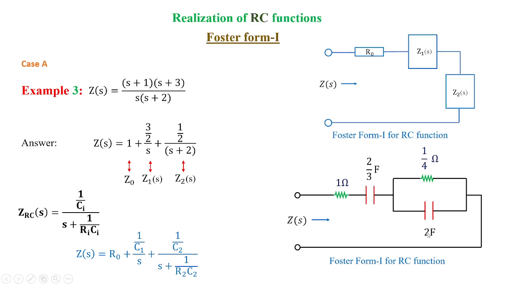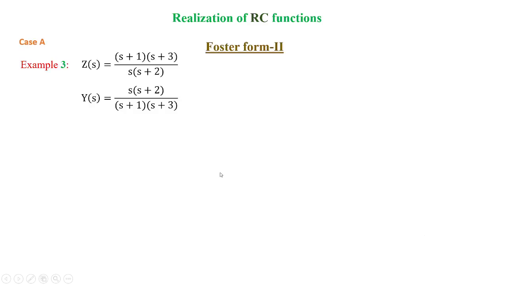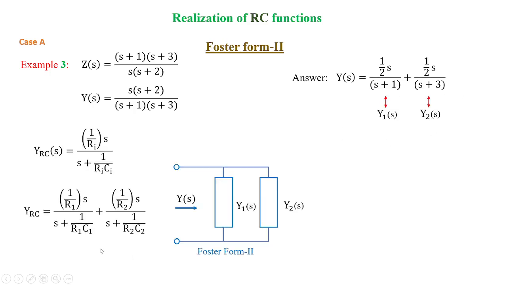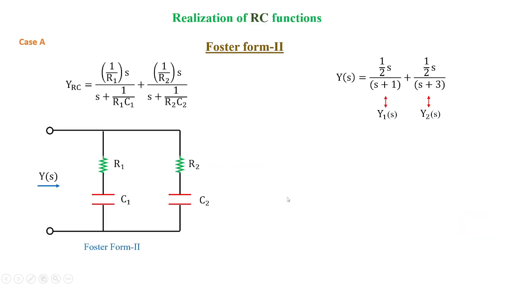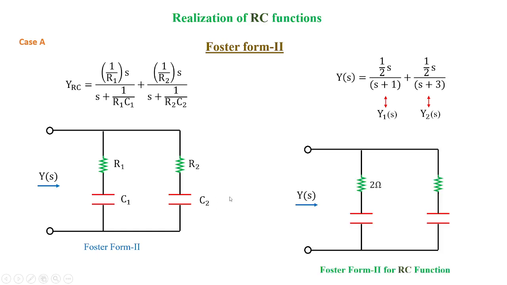Now the same example, when we go with the admittance representation, you can see the y of s is changed by 1 by numerator, and the answer for this we obtained as 1 by 2s by s plus 1 plus 1 by 2s by s plus 3. So for this, the admittance representation is given by this formula, and you can replace the R1, C1, R2, C2 by the values as 2 ohms, 1 by 2 farads for the first leg, and 2 ohms and 1 by 6 farads for the second leg.